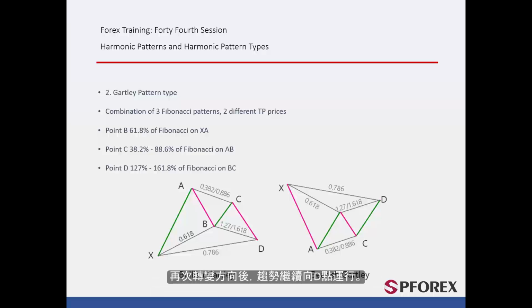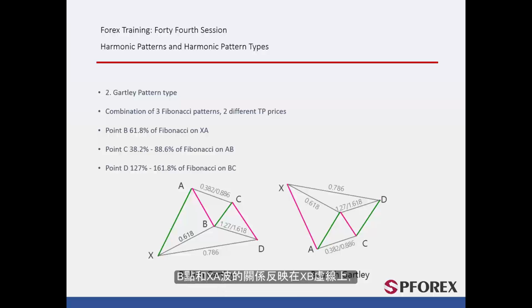After another change of direction, the trend continues towards the point D. The last Fibonacci should be drawn on BC line, and D has to be in a region between 127% and 161.8% of the third Fibonacci. Point D should be around 78.6% of the first Fibonacci that was drawn on the XA swing.